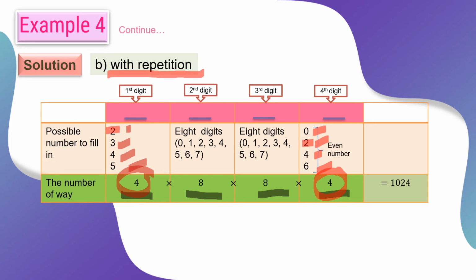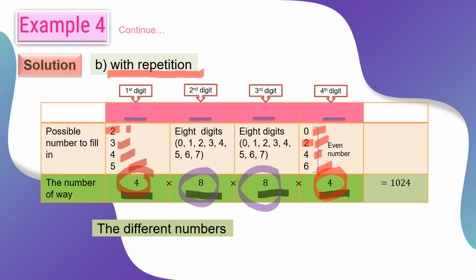Okay. Then for the second digit, what you want to do? No need to minus. You just take all the digits, 0 until 7. So how many? So we have 8, and same like the third place is 8. So what you want to do? 4 times 8 times 8 times 4. So the answer is 1024 ways.